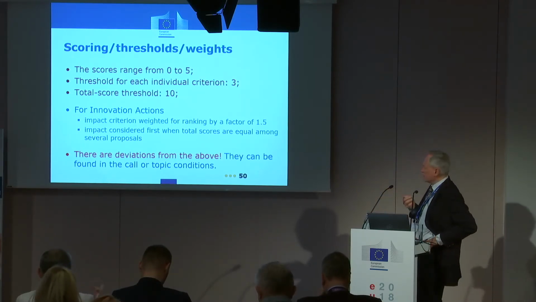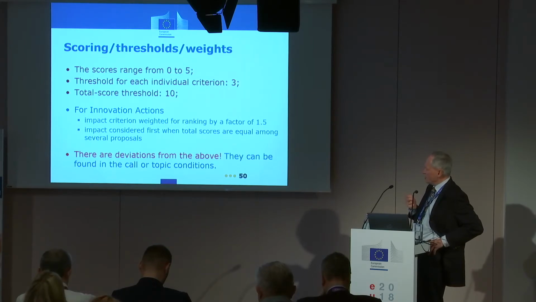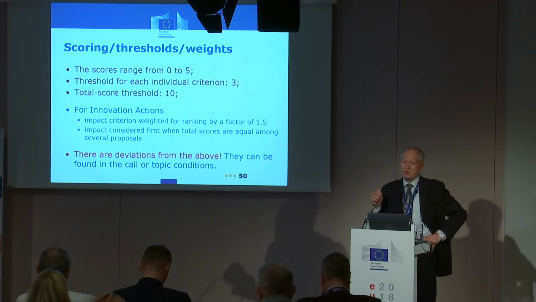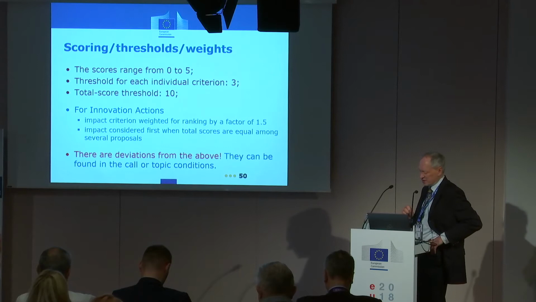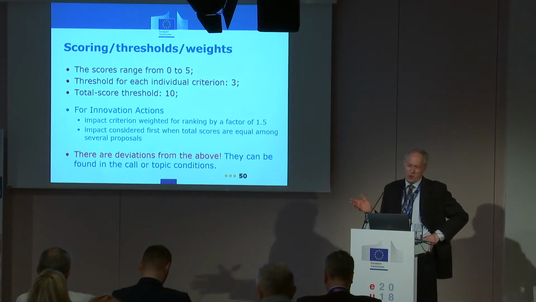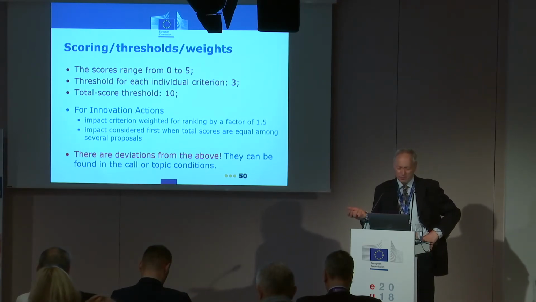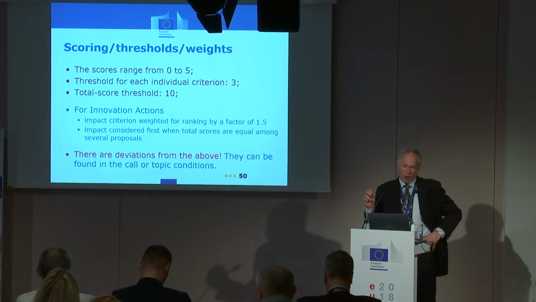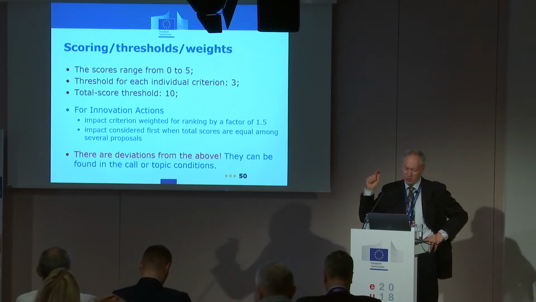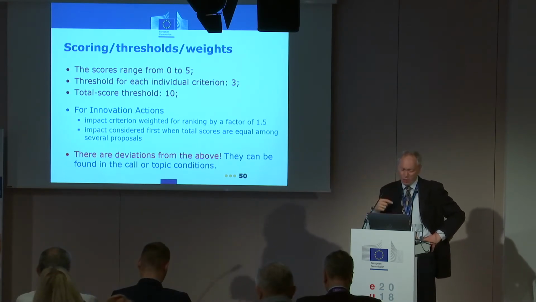The scores for the three criteria range from 0 to 5. 0 means information is missing, 5 means excellent. Normally there is a threshold of 3 per individual criterion and a total score threshold of 10, which means a proposal must have a score of 3 under each criterion and a score of 10 overall.